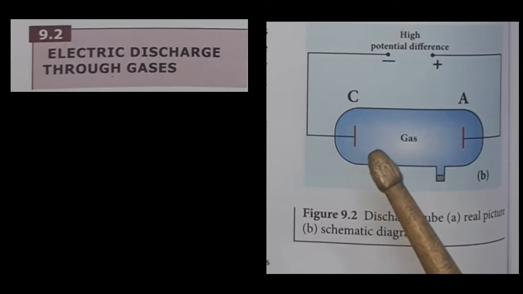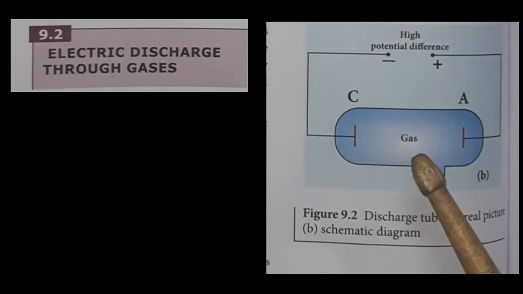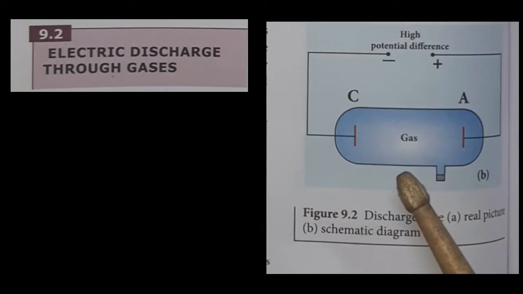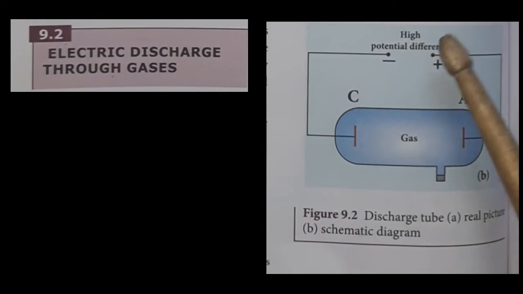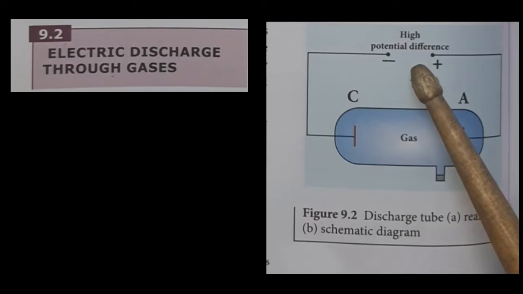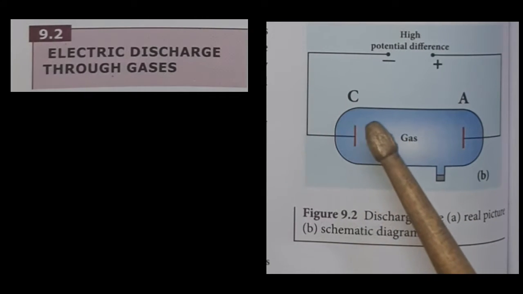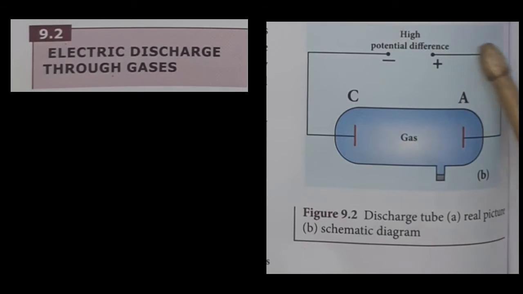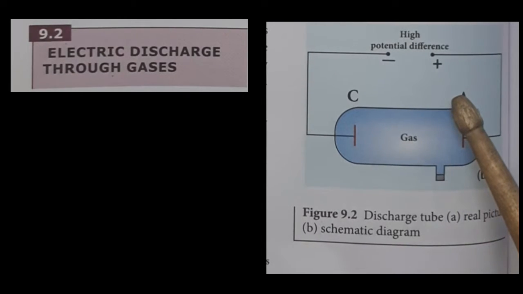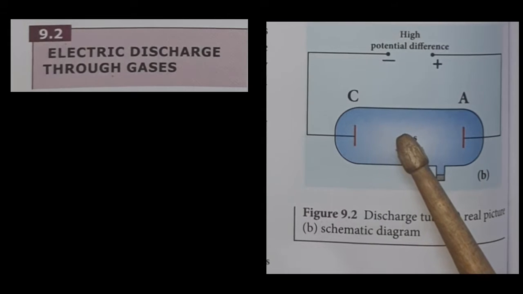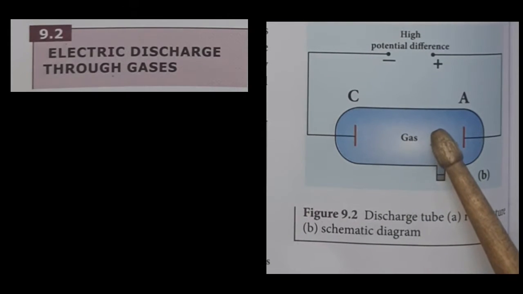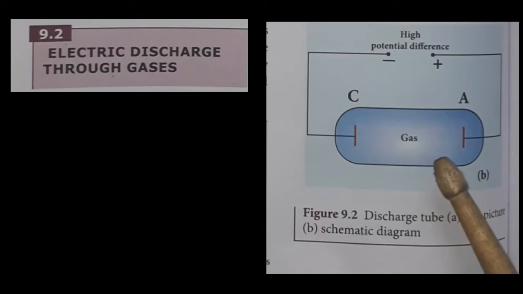This tube is fitted with two metallic plates known as electrodes, which are connected to the secondary of an induction coil. The electrode connected to the positive of the secondary is known as the anode. A symbol is shown for the anode. And the electrode connected to the negative of the secondary is the cathode. The potential of the secondary is about 50 kilovolts.